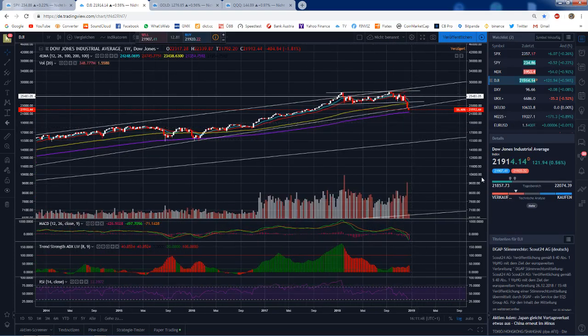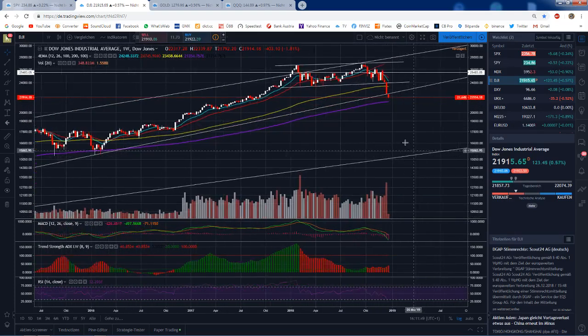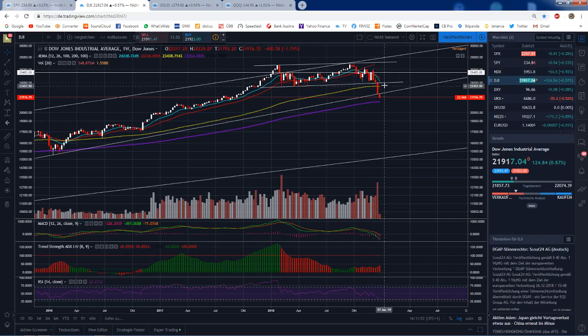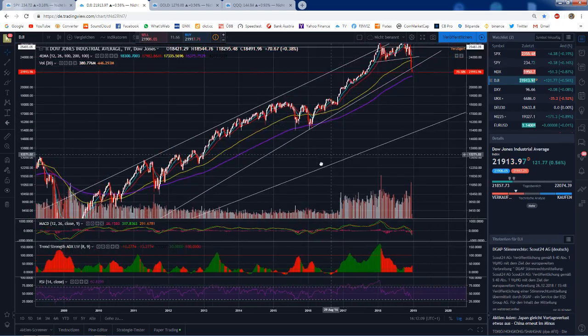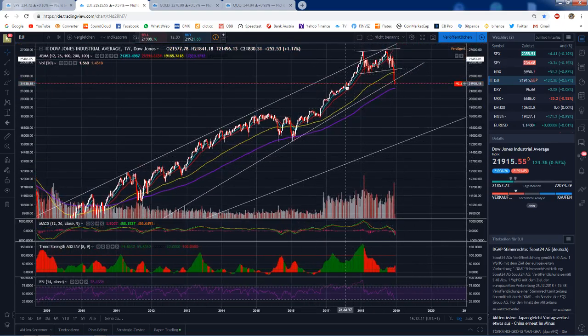On the 200 week on the Dow Jones, we have also now seen a death cross of the 12th and the 26th moving average, and the 12th is soon approaching the 100 week. So just not all very good. And the trend line has also been broken.